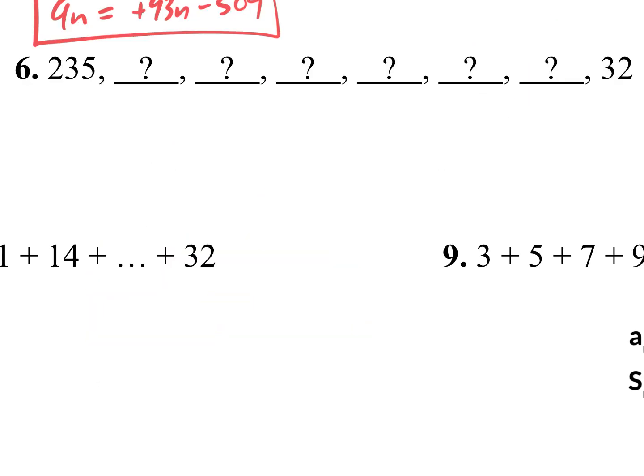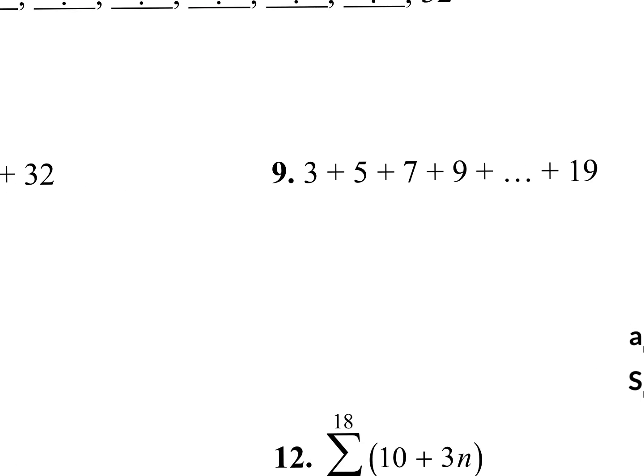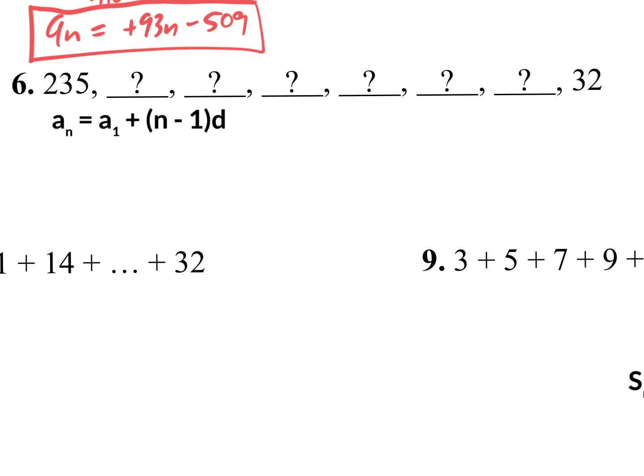Question number 6 is interesting because it's the first time that they ask you to fill in these missing numbers. This is an arithmetic sequence, and you want to find the missing numbers in between the first number 235 and the last number 32. So far the two formulas that we know are the a sub nth rule and also the summation formula for an arithmetic series. So the question is, which one do we use? It's the same concept as always.